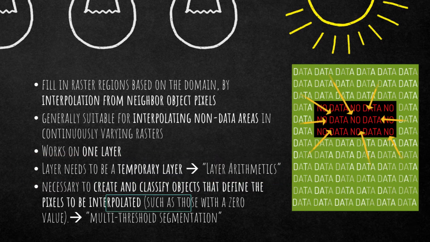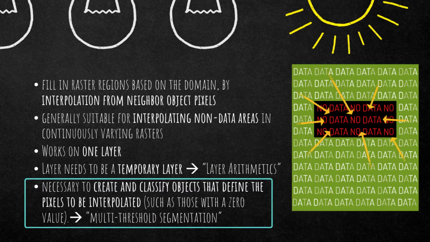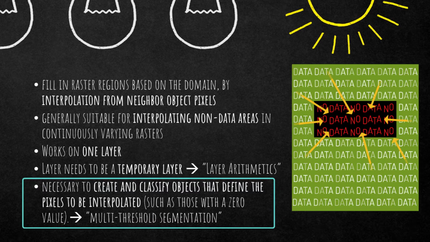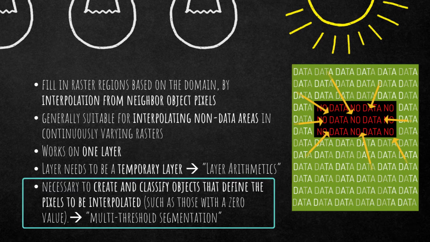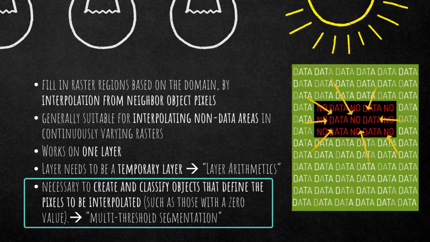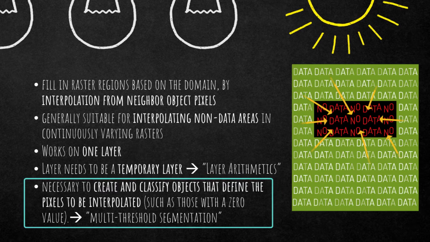For this algorithm to work properly, you need to create and classify objects that define the pixels to be interpolated. So you somehow need to classify the no data areas, or the areas with pixel values of -99 or whatever. So you need to create objects that you need to interpolate into. You can simply use, for example, the multi-threshold segmentation to do so. If your gaps have a value of 0 and all the other values are higher than that, that's the fastest and easiest way to get there.